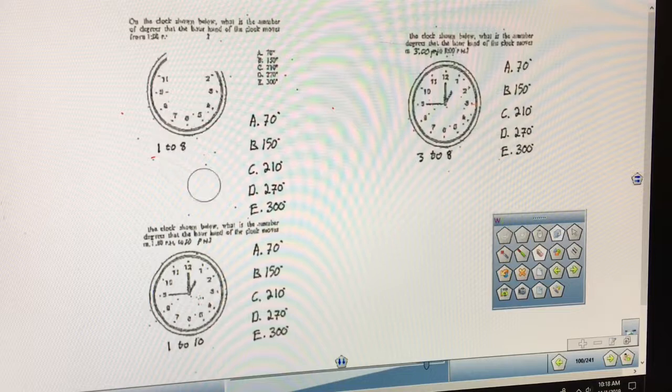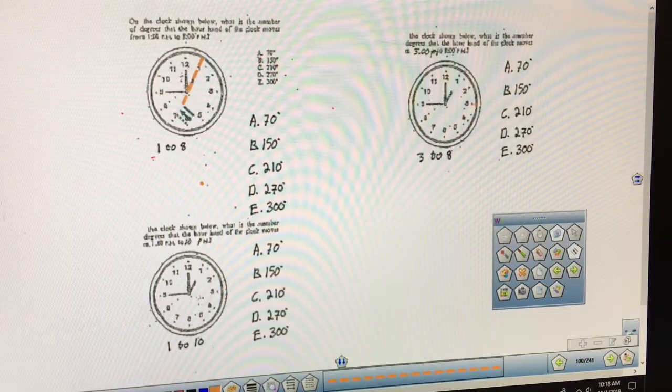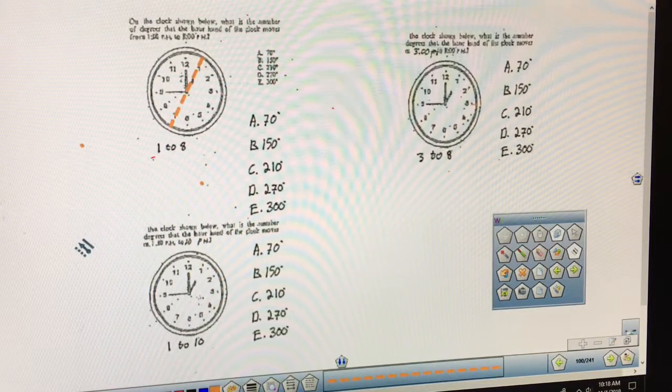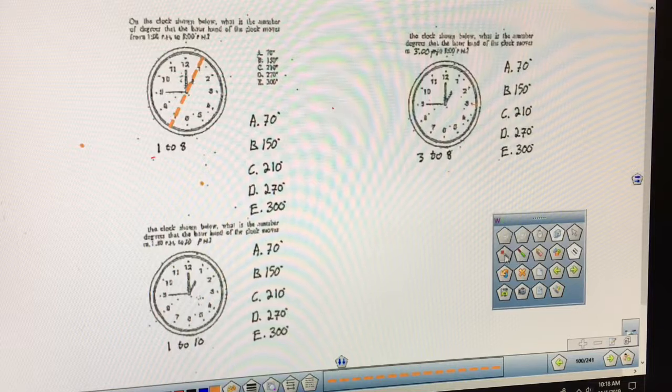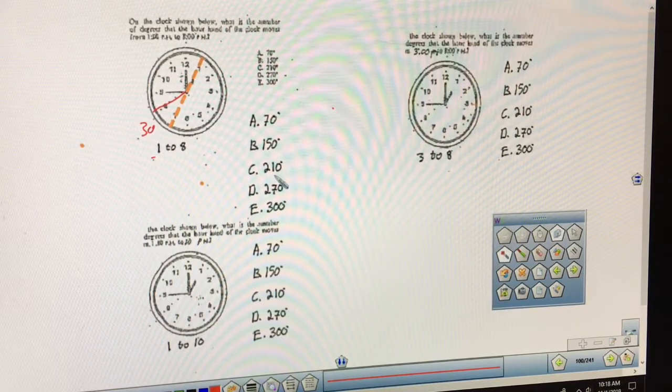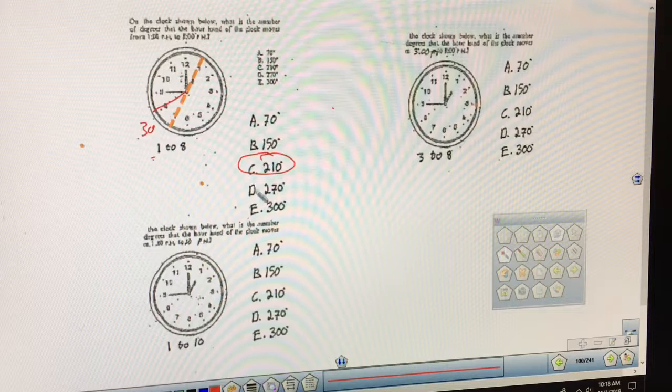So from 1 to 8, let's see what happens. If I go right across 180 from 1 o'clock, I think it hits 7 o'clock, doesn't it? So from 1 to 7 is 180 degrees. And then I'm going to go to 8 o'clock. So that's 180 plus another 30. So that's going to give me 210. You picking up what I'm putting down?